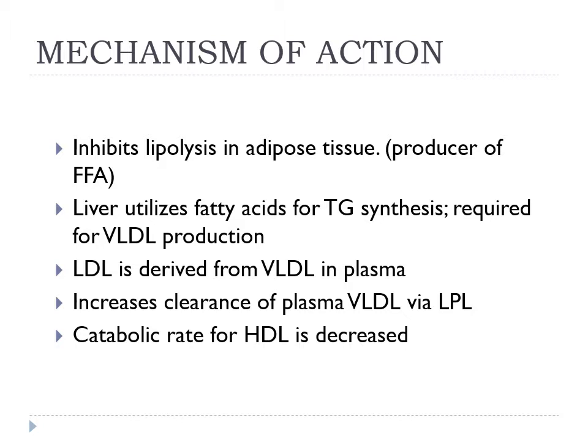Niacin inhibits the lipolysis in adipose tissue, and this lipolysis was required for production of free fatty acids, and as you know, the liver uses free fatty acids for triglyceride synthesis, which is required for production of VLDL. So in this way, the production of VLDL is decreased, and as you know, VLDL is the precursor of LDL, therefore LDL is also decreased. Niacin also increases the clearance of plasma VLDL by lipoprotein lipase, and it decreases the catabolism of HDL and thus increases the level of HDL cholesterol.